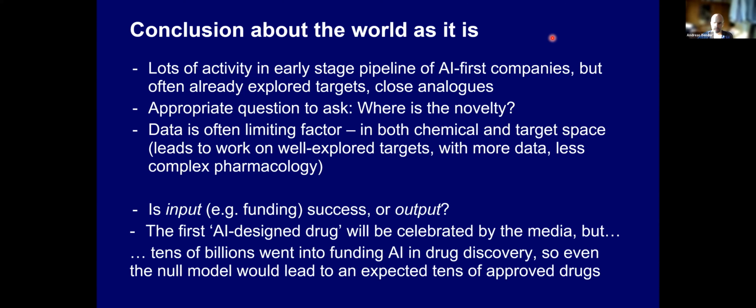So the first AI designed drug will be celebrated by the media. You can bet on that. But if 20 billion or so of funding went into the area, even your null model would give you 20 or so approved drugs, right? There's various estimates of what it costs to discover a drug. It depends on the disease area, depends on whether you put in capital costs and so on. But let's say it's $1 billion or so, then even with the null model, you would expect that 20 drugs would be discovered by AI in the near future. Or with that money, you could discover 20 drugs or so. So that tells you that the representation in the media is a bit distorted as well, right? Because even the null model would give you that number of drugs.